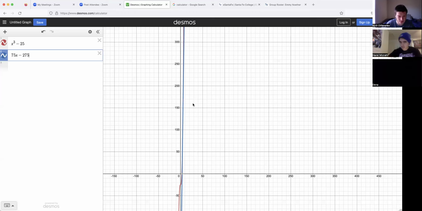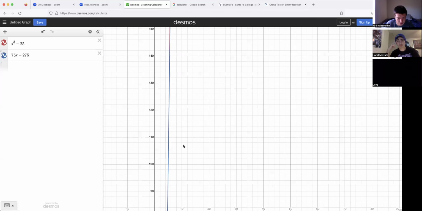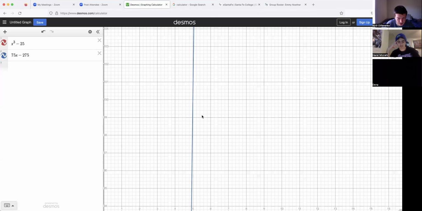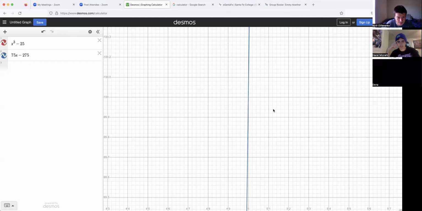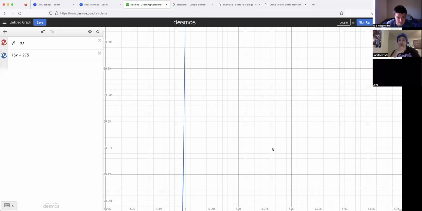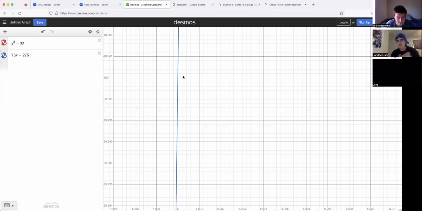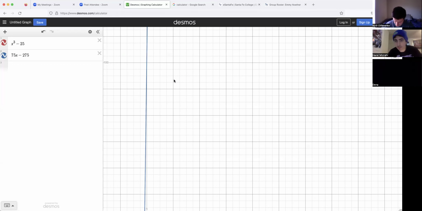I'm right now checking Desmos, by the way. I want to see if it touches the 100, because the tangent is supposed to touch the 100 exactly. Do you see it? Okay, yeah. That's what I got too. All right. Sick. 75x minus 275.